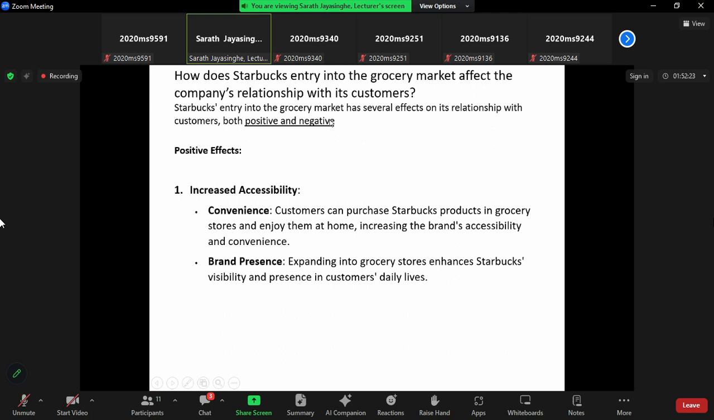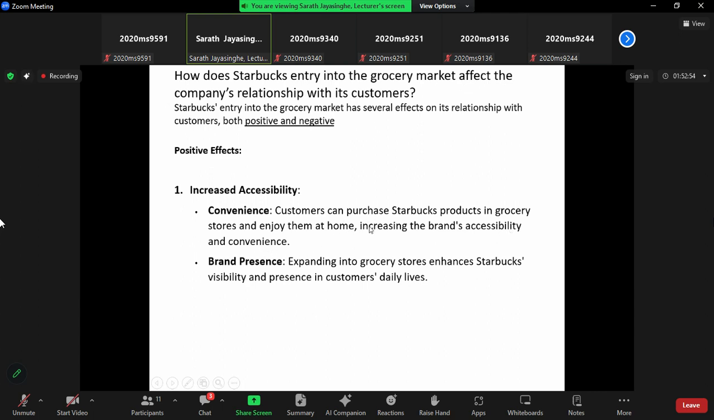Starbucks' entry into the grocery market has several effects on its relations with customers, both positive and negative. Sometimes this approach will affect positively, sometimes negatively. So we'll see what these positive and negative effects are. Increased accessibility: customers get convenience because of this appearance in the grocery market. Customers can purchase Starbucks products in grocery stores and enjoy them at home, increasing the brand's accessibility and convenience.